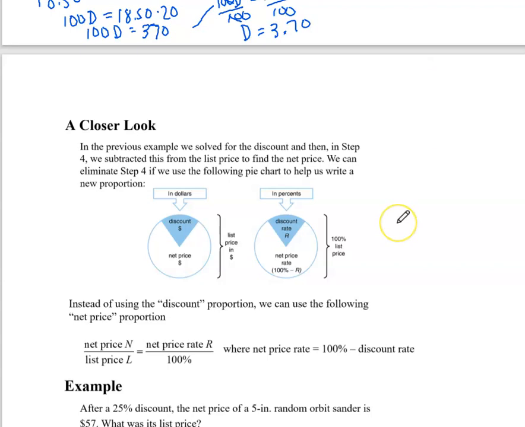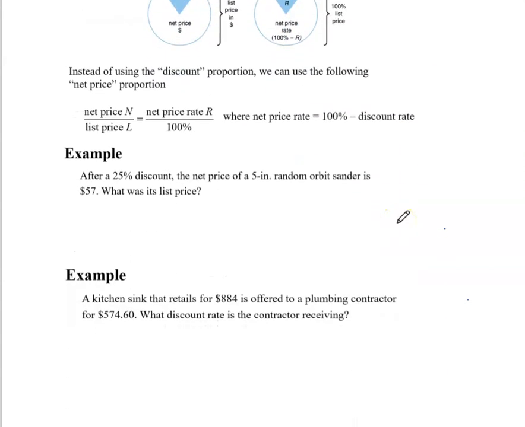Okay, they've given us an example up here about a different formula that we can use. Let me just talk about this real quick. I'm going to use this in the example. After a 25% discount, if you're getting to take 25% off, then you're getting charged 75% of the price, because these two numbers have to add to 100%. And it says the net price of the 5-inch random orbit sander is $57. So this is the price after the discount. And so what is the list price?